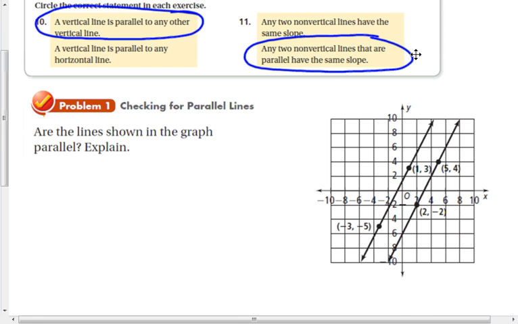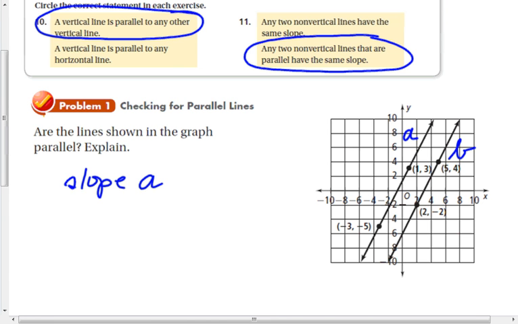So in this problem, we want to see if the lines in the graph are parallel. They appear to be parallel, but to make sure, we're going to use slopes. Let's call this line A and this line B. Then we'll find the slope of each line, and if they're the same, then they're parallel.